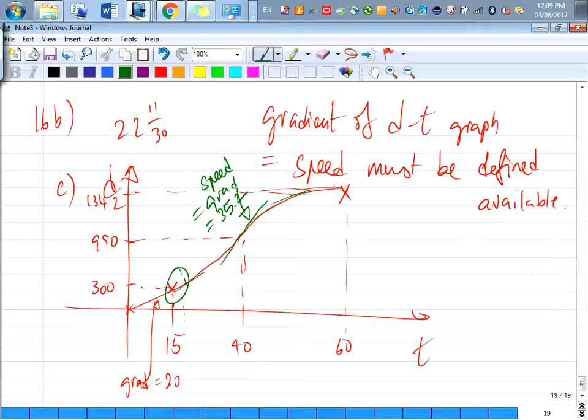What is the final gradient? I feel that only Yuling is following me. What is the final gradient of this distance-time graph? 0. Why do you know it is 0? Yeah, because according to the diagram in your question, the speed is 0, meaning my gradient must be 0. So this part must be flat when you draw it out. Do you have a flat line over here? Yeah, it is going to have reached a gradient of 0, meaning flat, at the end of time equals 60. Do you have a better idea of why the graph looks like this? Vincent, understand? Yeah. Okay.